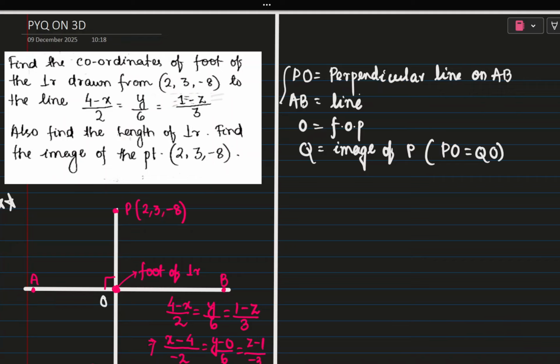So anyhow, first we need to find out this point O, that is the foot of the perpendicular. Once you get the foot of the perpendicular, after getting this coordinate we can find this length. And once you get the length, just use the midpoint formula to get this Q.